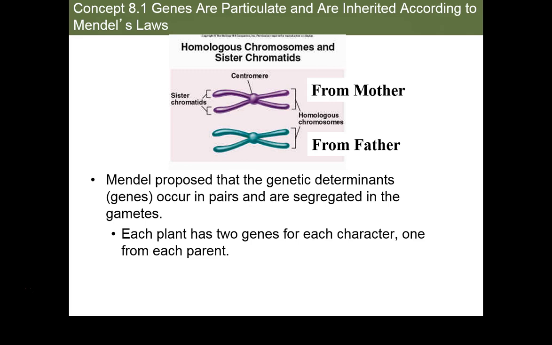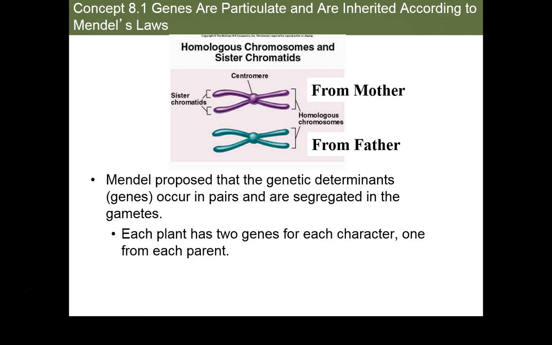Mendel proposed that these genetic determinants, or again what we know as genes today, occur in pairs, and these determinants, or genes, are segregated in gametes. This meant that each plant had 2 genes, with one from each parent. He came to this conclusion without knowing anything about chromosomes or meiosis, which is pretty remarkable if you think about it for a guy looking at pea plants.